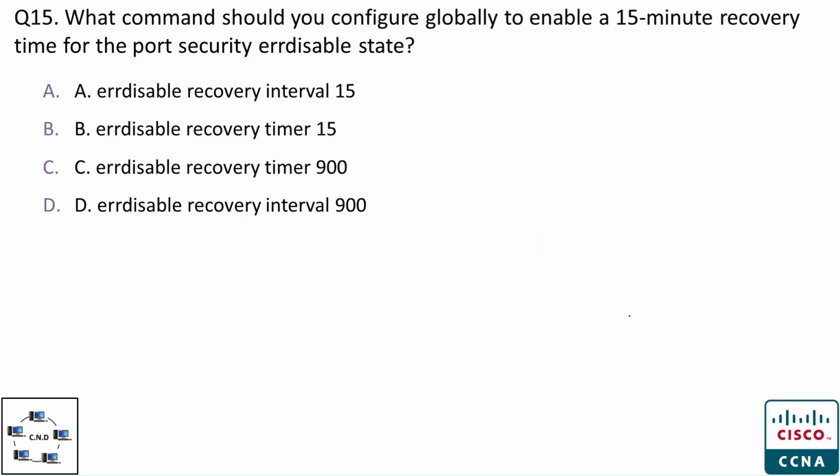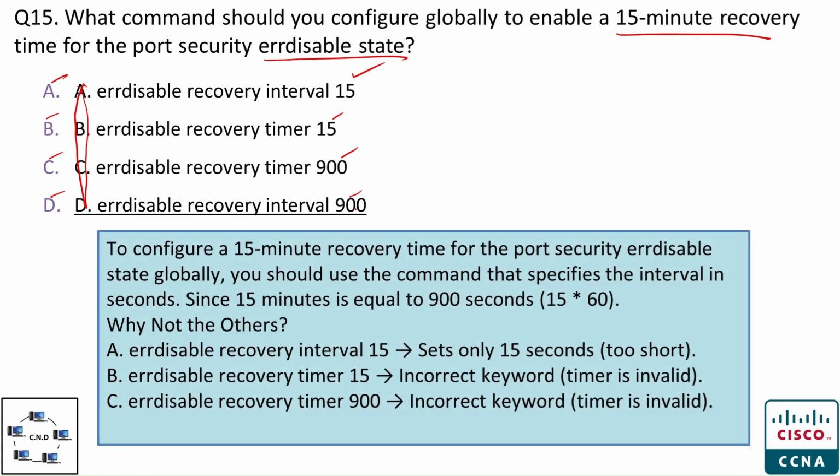Question number 15. What commands should you configure globally to enable a 15-minute recovery time for the port security error disable state? The options are option A, error disable recovery interval 15, option B, error disable recovery timer 15, option C, error disable recovery timer 900, and option D, error disable recovery interval 900. The correct option is option D, error disable recovery interval 900.